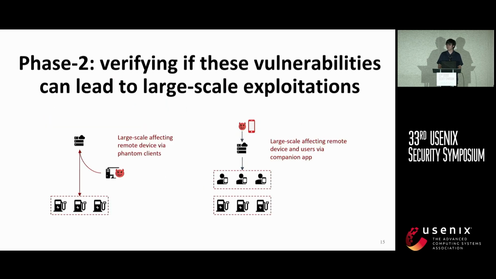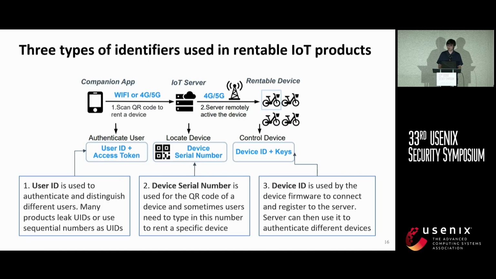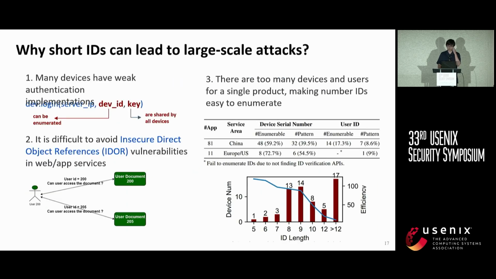Now we introduce our second phase of analysis, to verify if the previously mentioned single-device vulnerabilities can lead to large-scale exploitation across multiple devices. Rentable IoT products use 3 types of ID. The first type is user ID, which indicates different users. The second type is the device serial number embedded in the QR code, used by the server to distinguish different devices. The final type is device ID, stored in the firmware and used by the server to authenticate the devices. If there are any access control vulnerabilities, attackers can exploit these IDs to manipulate unauthorized resources, leading to large-scale exploitation of devices and users.